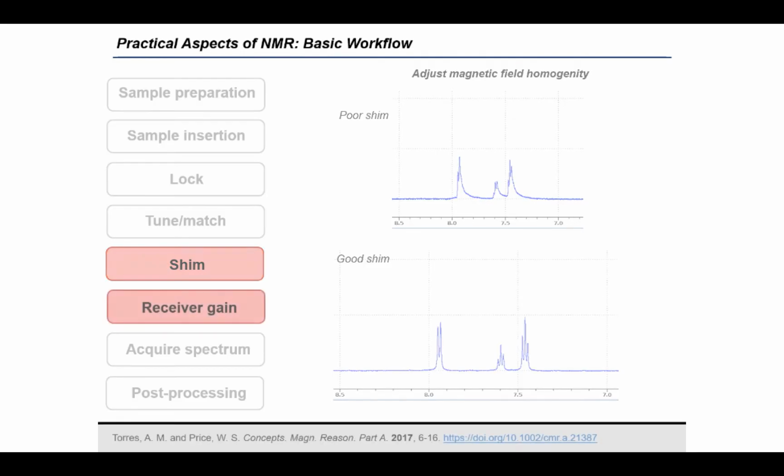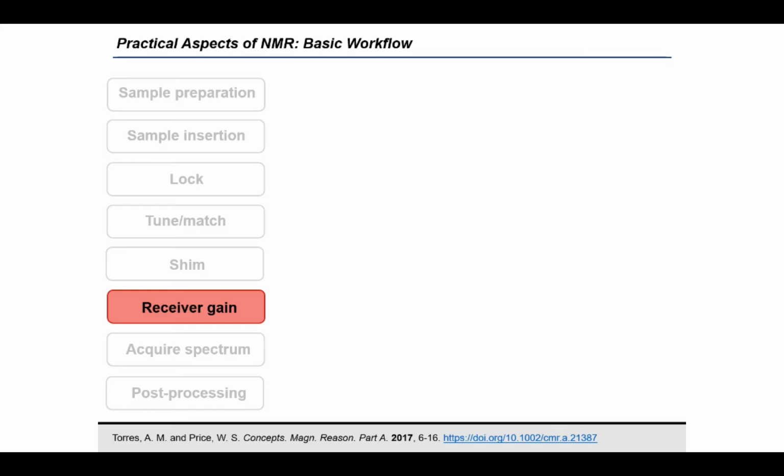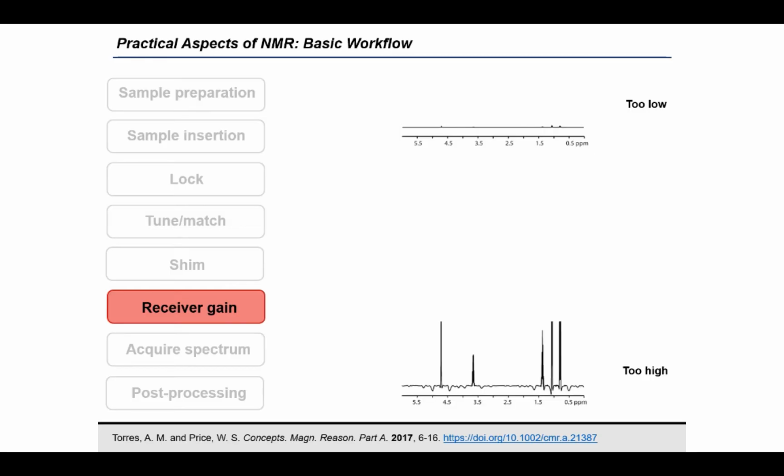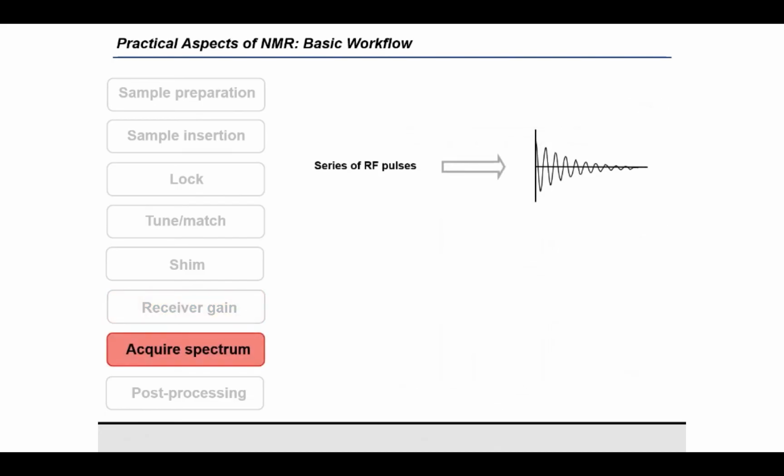So finally, what we need to do is adjust the receiver gain, which is basically playing around with the amplifier to make sure we get as much signal as possible out of our sample. If we don't set it high enough, we just tend to not really get a signal at all. On the other hand, if you set it too high, you start bringing artifacts into your spectrum. So you want to make sure it's set to an optimum point where you're getting as much signal as possible without inducing these artifacts. So once we've done all of this, we can finally acquire our spectrum.